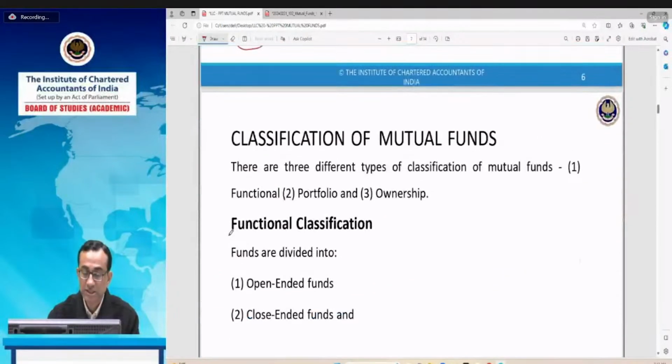Okay, now let us come to the classification of mutual funds. There are three different classifications of mutual funds: functional classification, portfolio classification, and third is ownership classification. We will take all these one by one. First of all, functional classification.